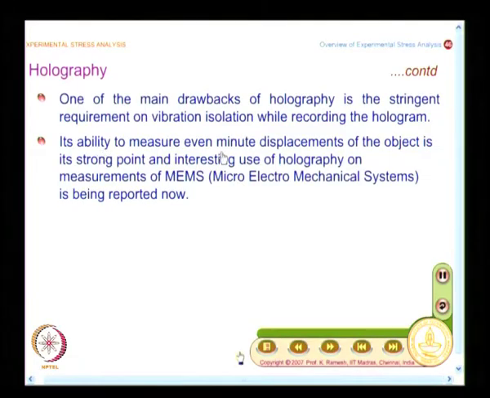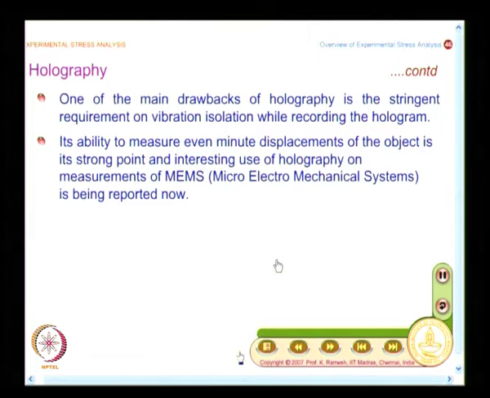Though a strain gauge gives me 1 micro strain, the strain gauge will reinforce the small component. So, I should go for a non-contact measurement, and when I have to go for a non-contact measurement, holography is good. What you find is its ability to measure even minute displacements of the object is its strong point. An interesting use of holography on measurements of MEMS is being reported now. We will also see one example in the course of the lecture.